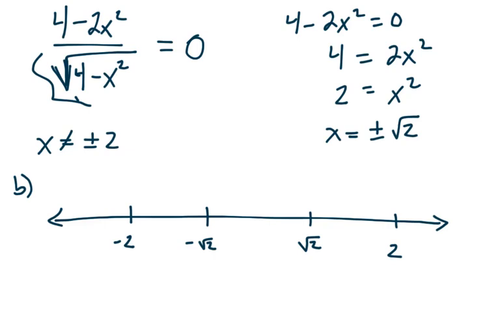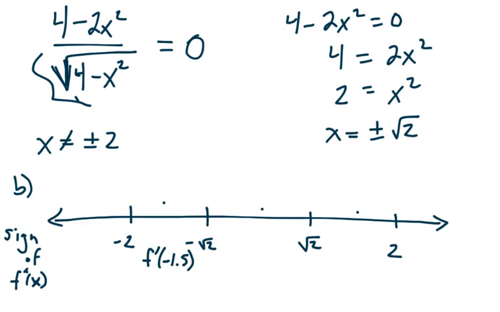So I'm going to pick values between minus 2 and minus root 2, between minus root 2 and root 2, and between root 2 and 2, and see what the sign of the first derivative is. Okay, so here I'm checking the sign of f prime of x. Alright, so on this first interval, I'm going to test f prime of negative 1.5. Okay, that's in that interval.